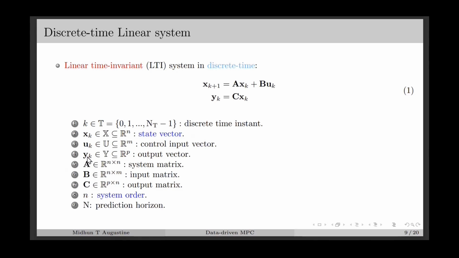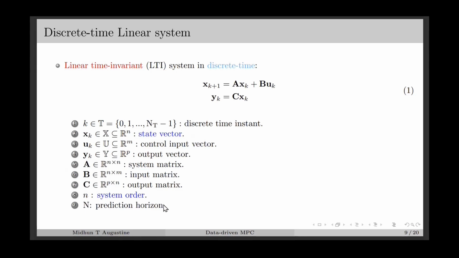y_k is the output vector at time instant k, which comes from a constraint set Y, a subset of R^p. A, B, C are the system parameters, which are the system matrix, input matrix, and output matrix respectively. The small letter n is the system order, which is also the dimension of the state vector. And capital N denotes the prediction horizon in the MPC problem.